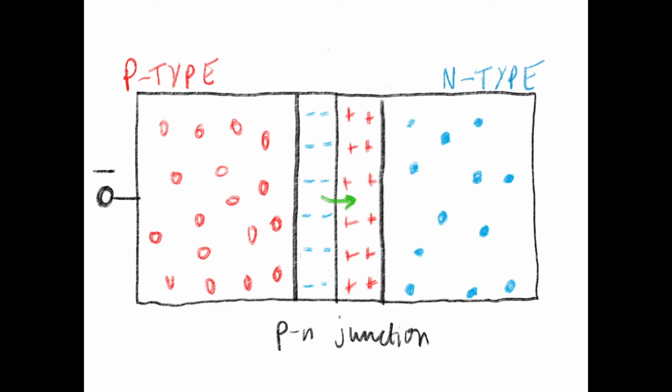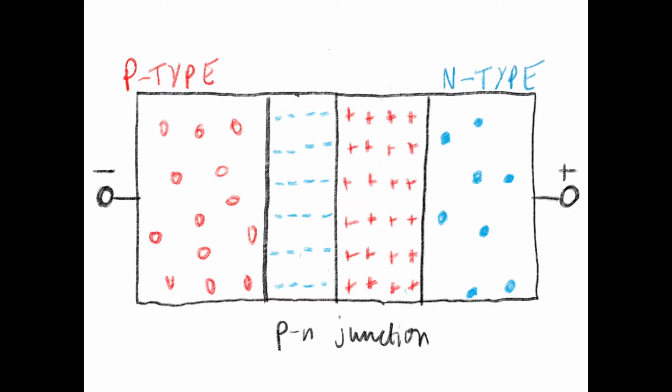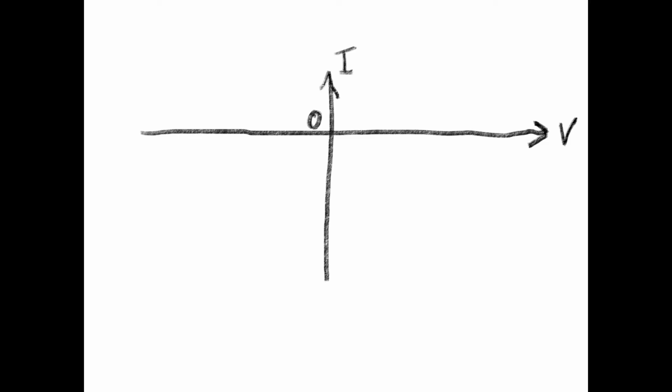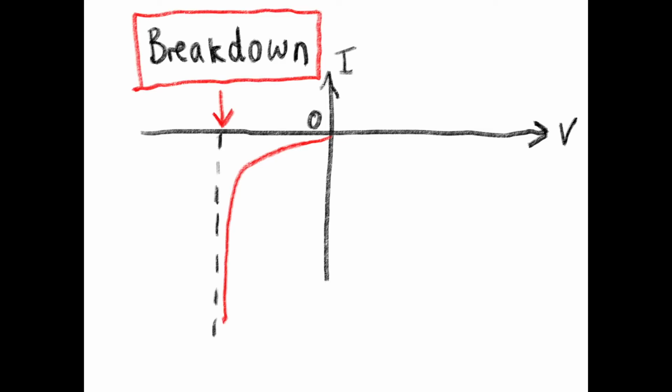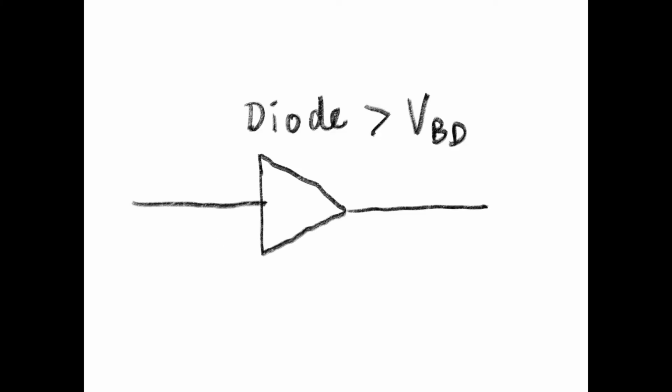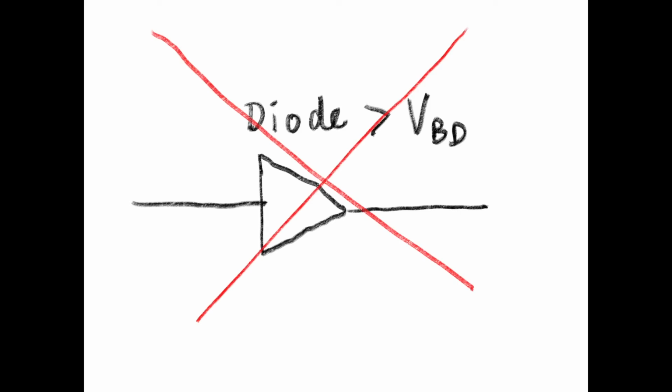On the other hand, if we apply negative potential to the p-type and positive potential to the n-type, the depletion layer is widened and current cannot flow. This is known as reverse bias. If we keep increasing the reverse bias across the p-n junction, eventually we reach a point known as electrical breakdown, where the diode can start to conduct. The voltage at which this happens is called the electrical breakdown voltage. Most diodes will be irreparably damaged by this, but some are designed to operate above the breakdown voltage.